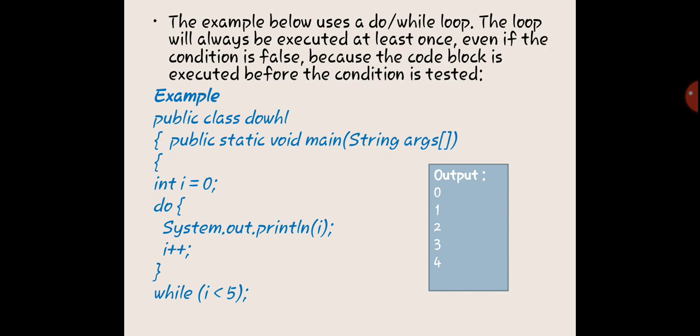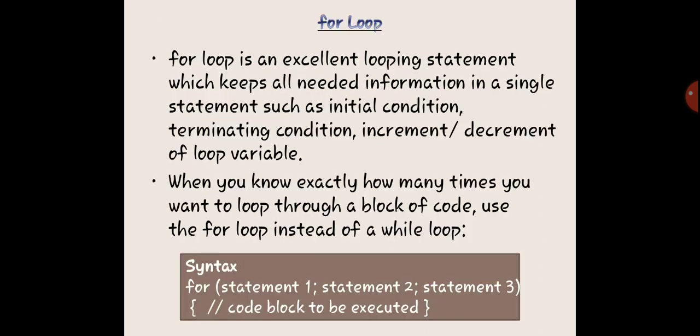In while and do while, we do these three things in different statements. Okay, if you see that program, you will understand, right? But in for loop, we do all these three things in a single statement. See, for statement 1 semicolon, statement 2 semicolon, statement 3. The statement 1 is the initial condition, statement 2 is the terminating condition, and statement 3 is increment or decrement of the loop variable.